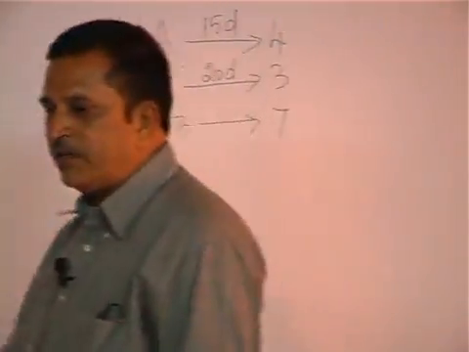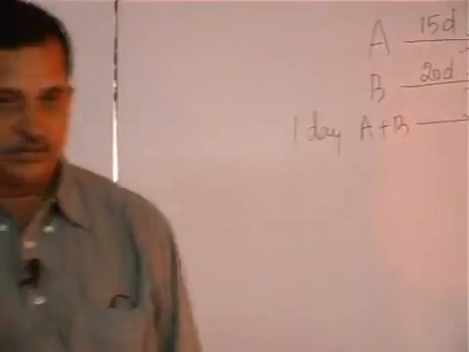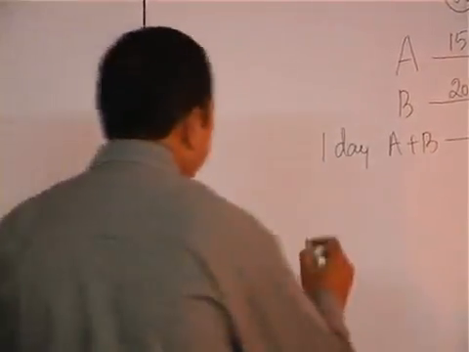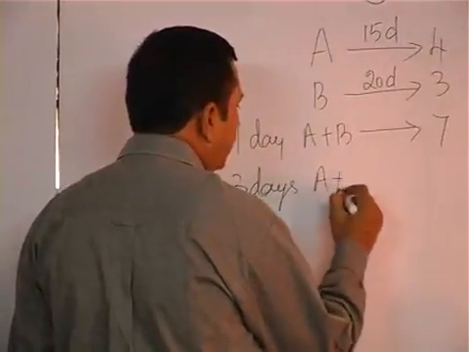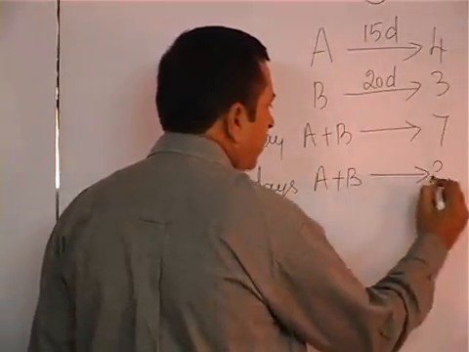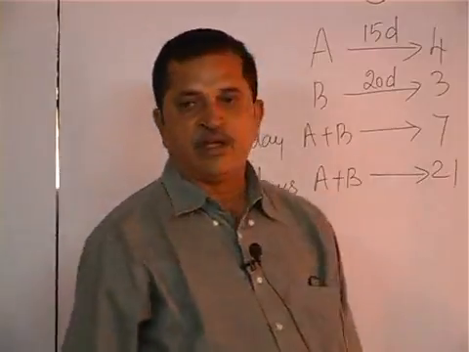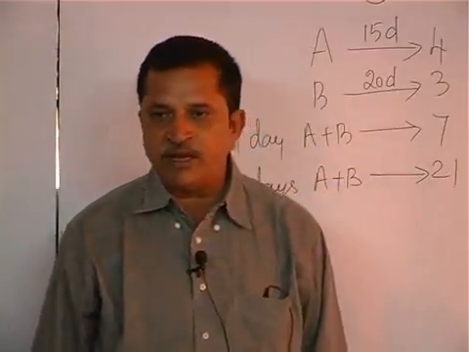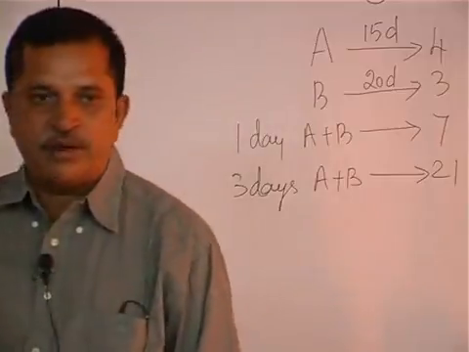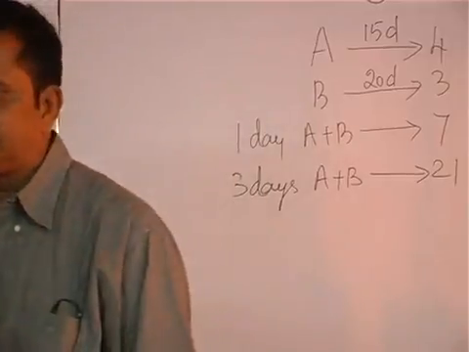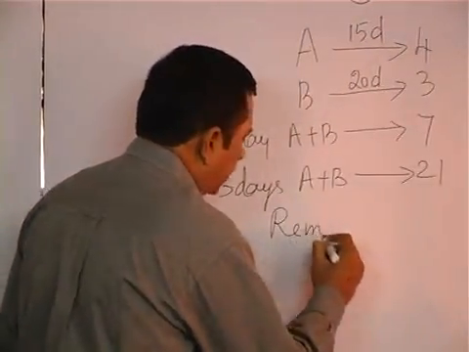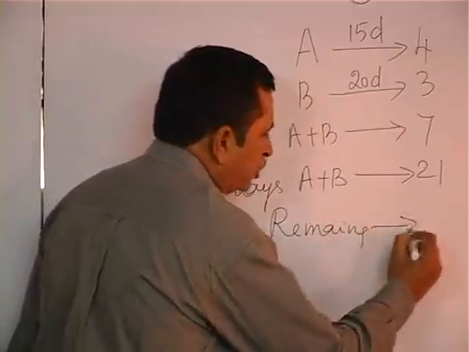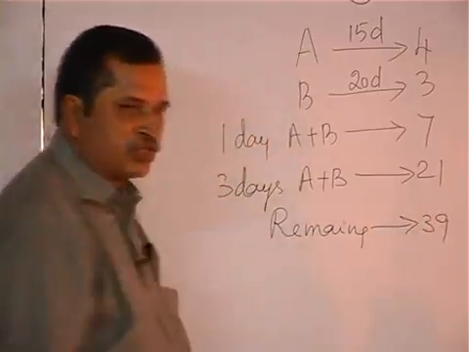How many days did they both work together? Therefore, in 3 days, A plus B will do how many units? 21 units. After completing 21 units, what happened? A left. The remaining work, what is the remaining work? 39. Who has to do it? A left, so B has to do.